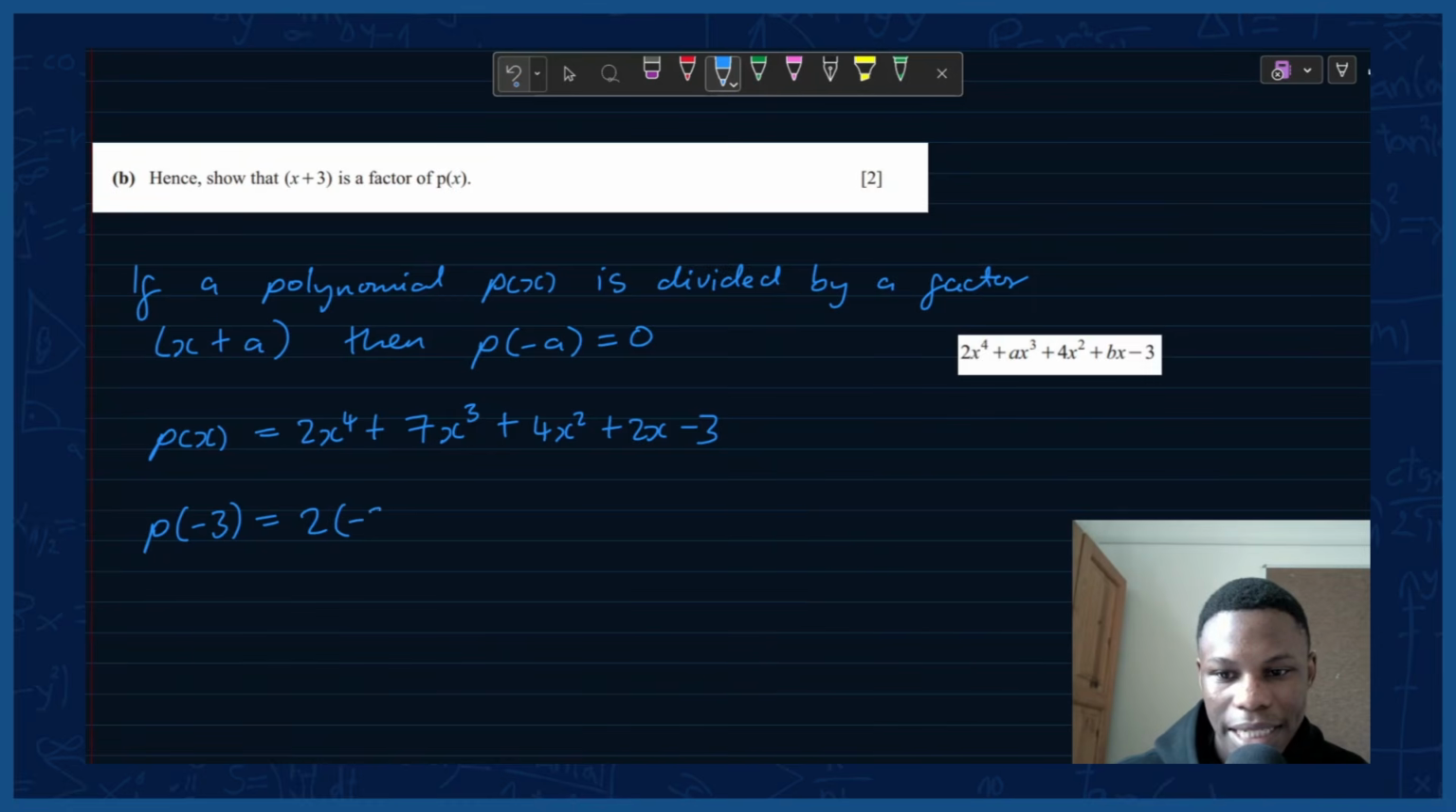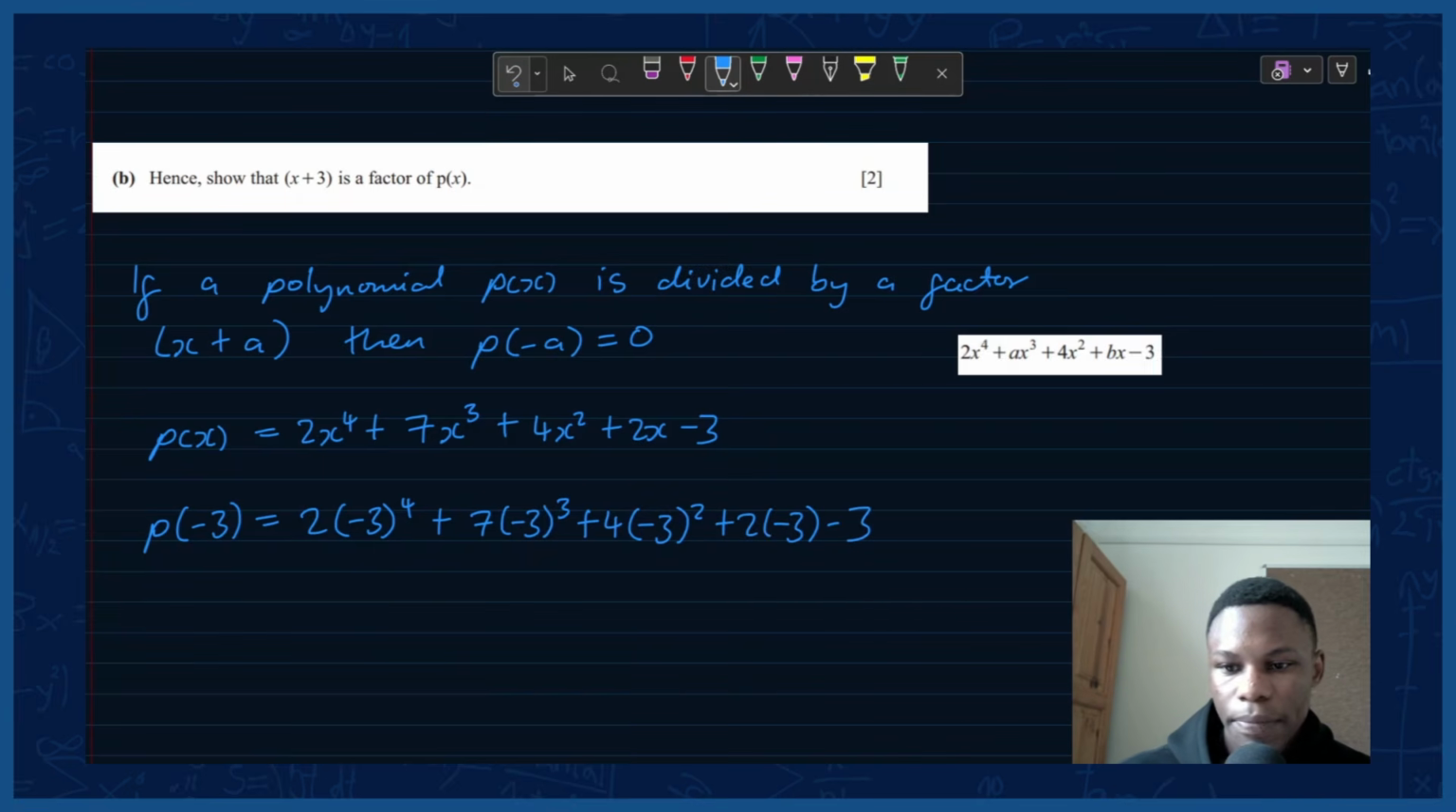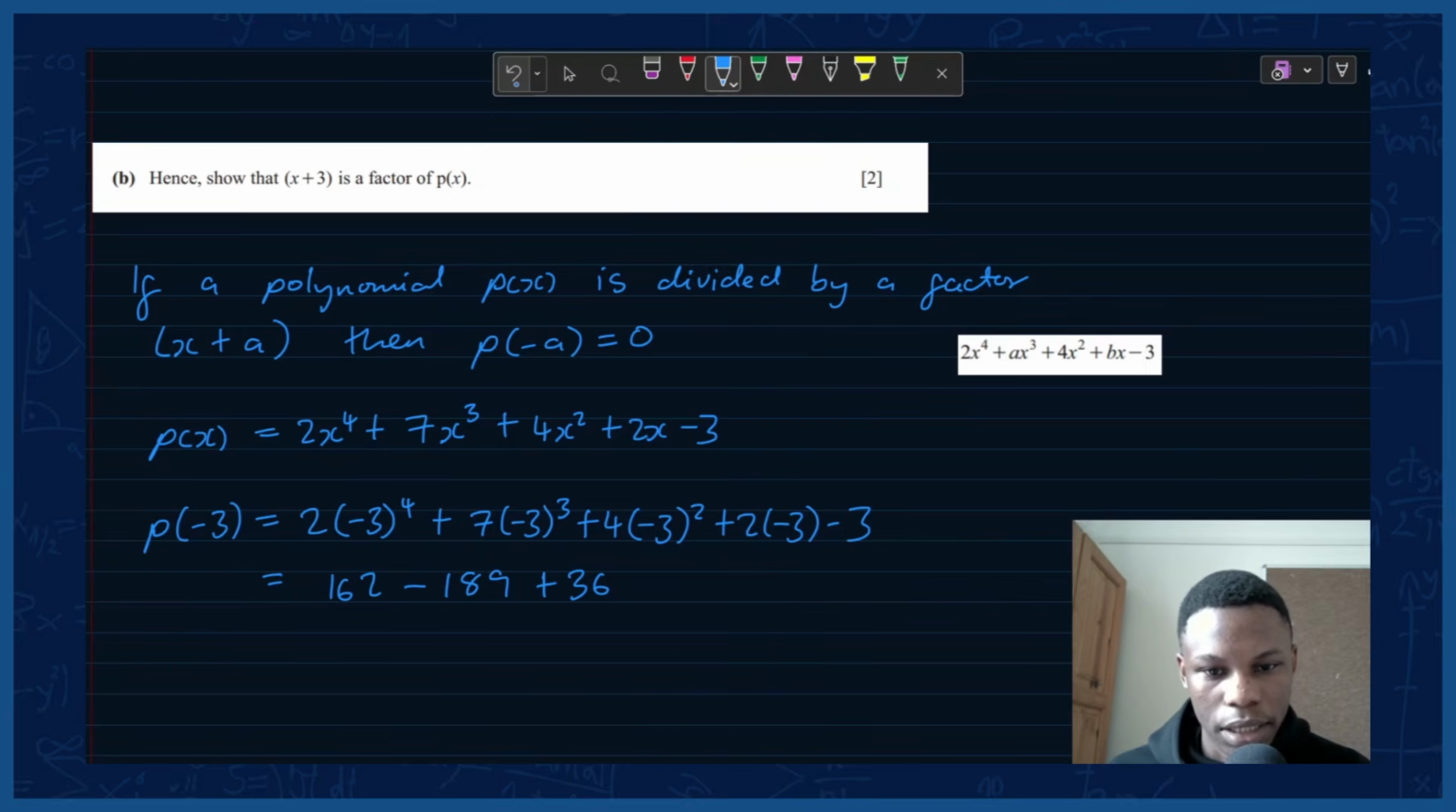So this is 2 times negative 3 to the power of 4 plus 7 times negative 3 to the power of 3 plus 4 times negative 3 to the power of 2 plus 2 times negative 3 minus 3. Let's go term by term. So we've got 2 times negative 3 to the 4. That gives us 162. And then we've got 7 times negative 3 to the 3. That's minus 189. Then we've got 4 times negative 3 squared. That's 36. Then we've got 2 times minus 3, minus 6, minus 3.